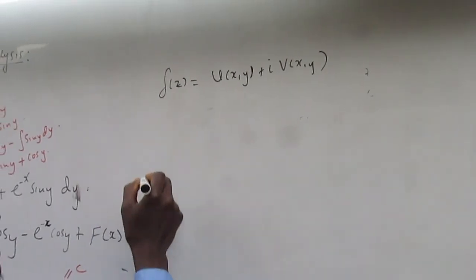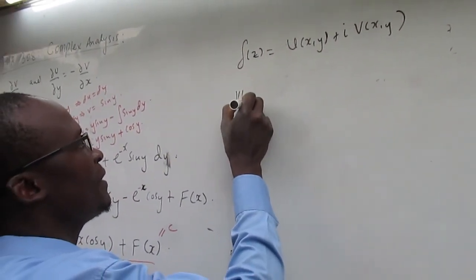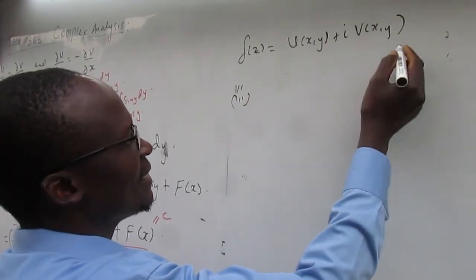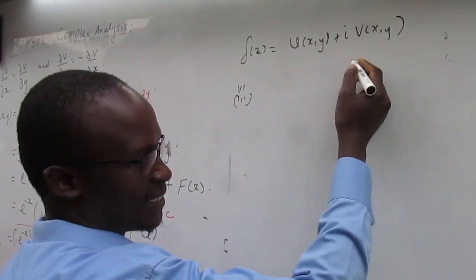And so I'll leave you to work out the third part of the question, that is expressing this function just in terms of z and no x's and y's.